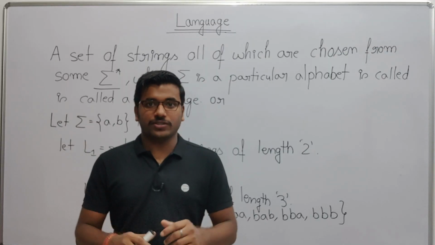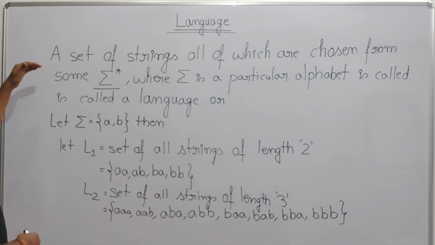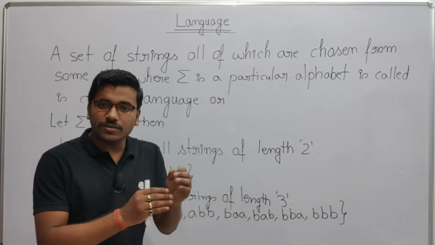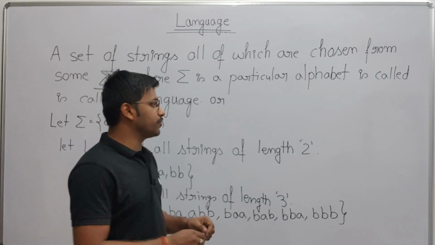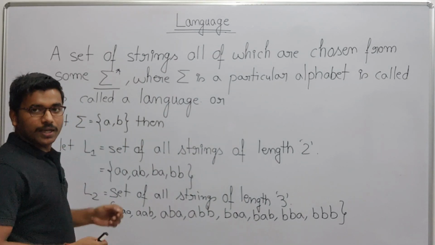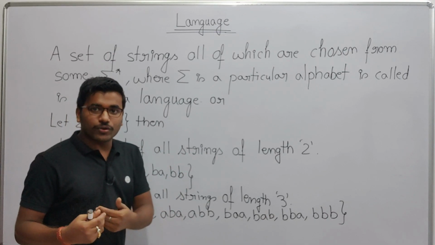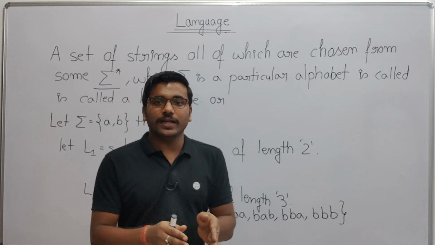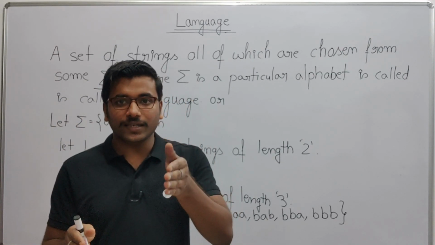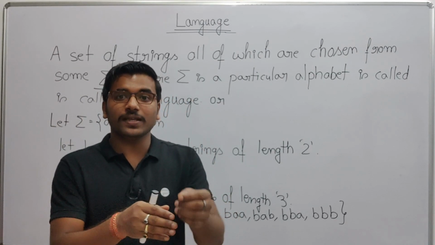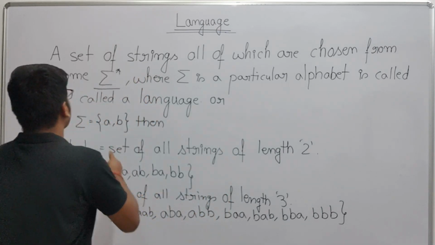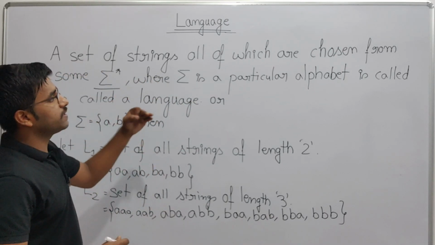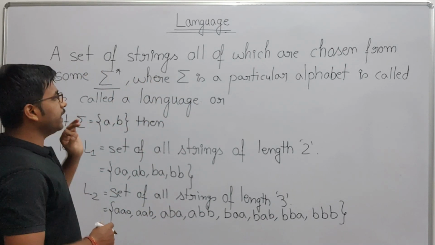Now see, language. So what is language? A set of strings, all of which are chosen from some sigma star. So they will define some sigma, and from that sigma star, it is going to be any combination of that, whatever the sigma is. And what is a language? It is a set of strings, which will contain the strings that I choose from the sigma star. A set of strings, all of which are chosen from some sigma star, where sigma is a particular alphabet, is called a language.